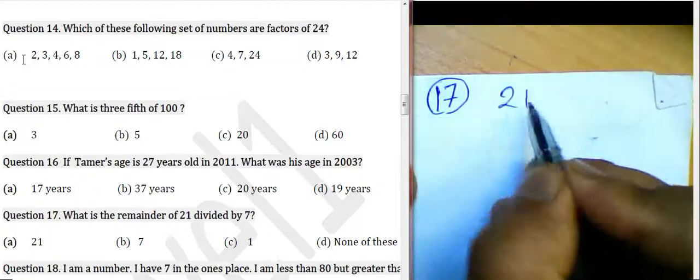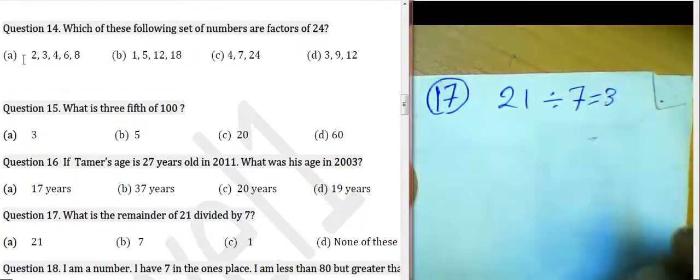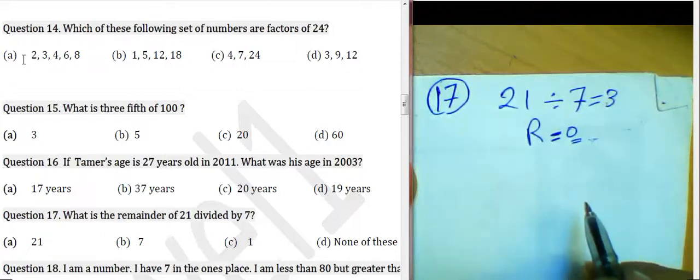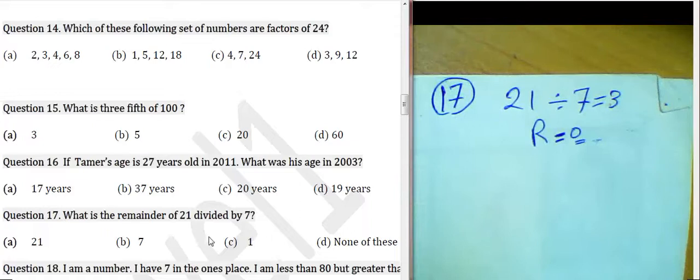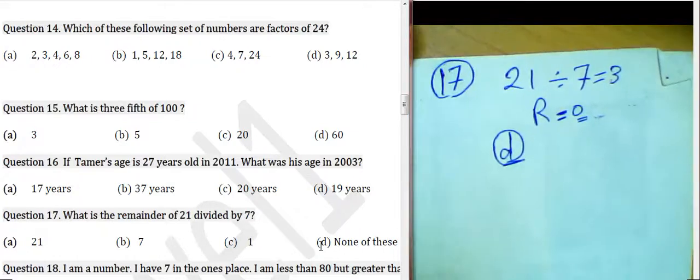21 divided by 7 equals 3, because 3 times 7 equals 21, and the remainder will be 0. So none of this. Again, what is the remainder of 21 divided by 7? The remainder will be 0. So we must choose letter D for question 17.